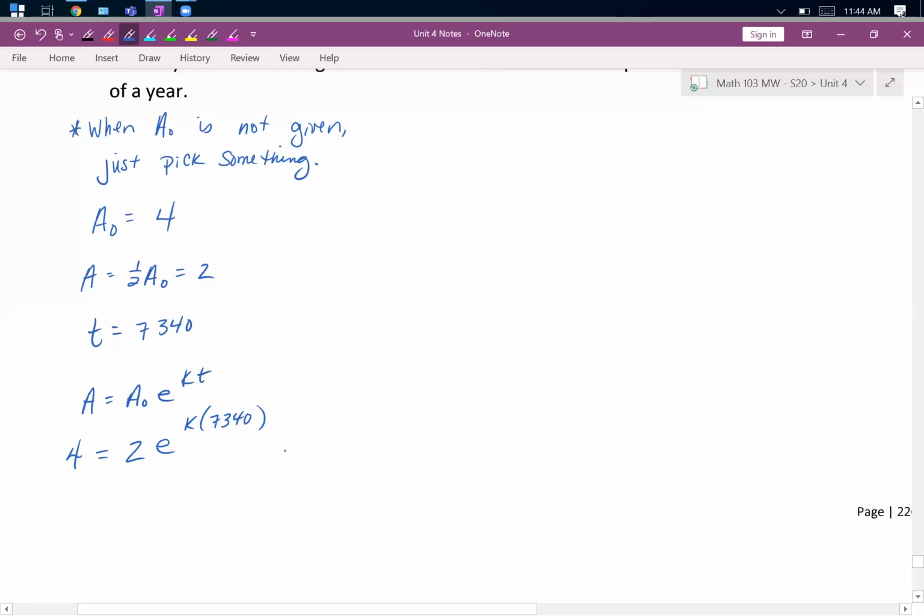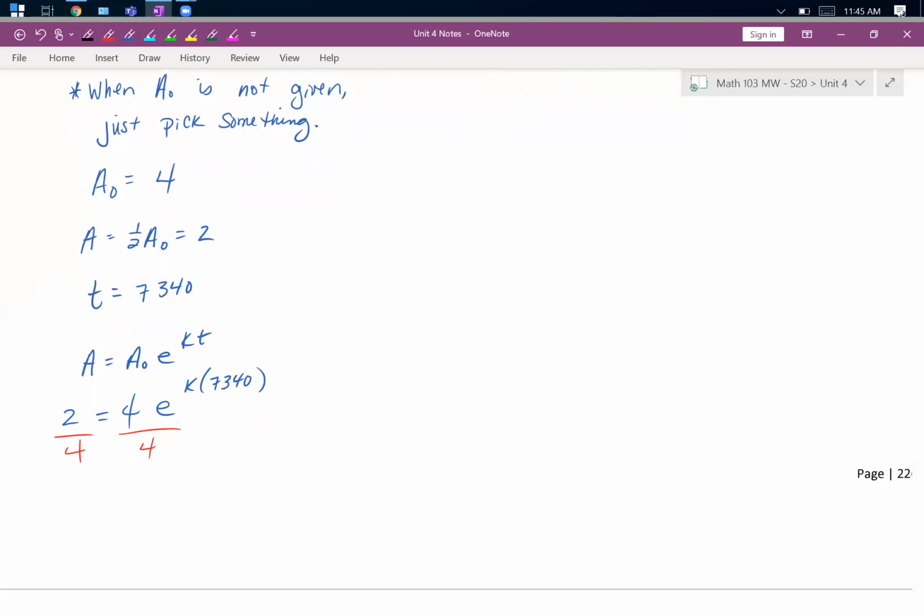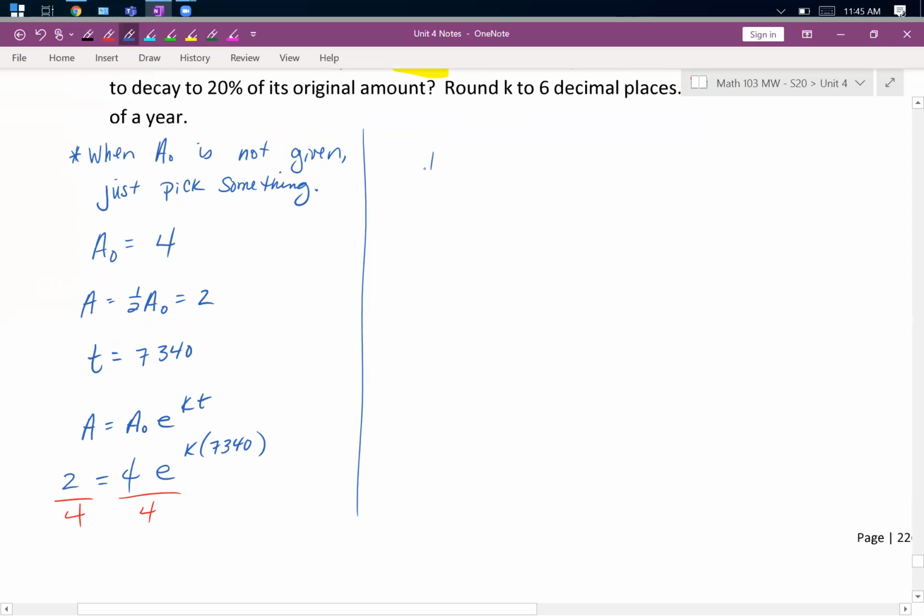And now they're kind of just all the same. We've got to isolate the exponential portion. So we're going to divide by 2. See, I put my numbers backwards. Sorry. All right, so I'm going to divide by 4. That's going to give us 1/2. So 1/2 equals e to the 7,340k power. And then in order to solve this, we'll have to rewrite it in logarithmic form.